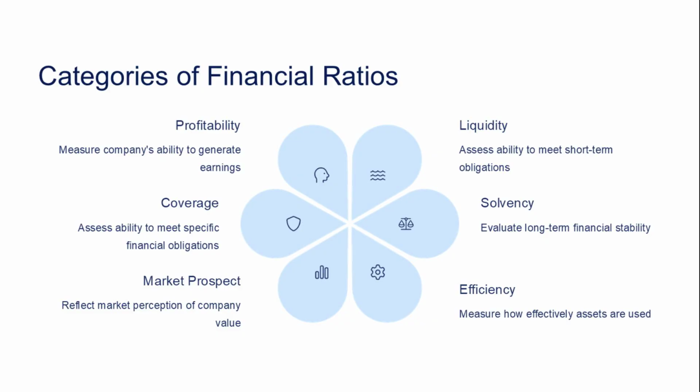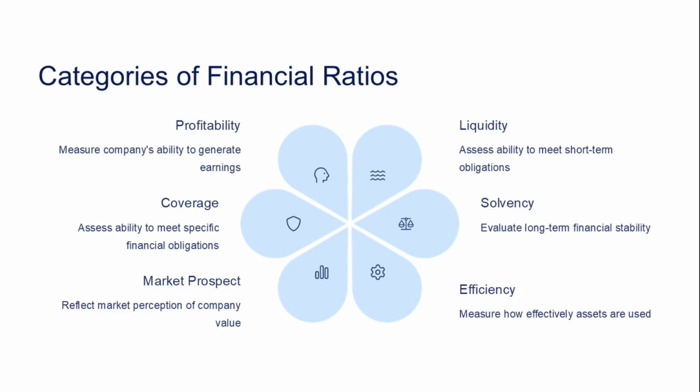Solvency ratios evaluate a company's long-term financial stability and its capacity to meet its long-term debt obligations. Efficiency ratios measure how effectively a company is utilizing its assets, such as inventory turnover and asset turnover.